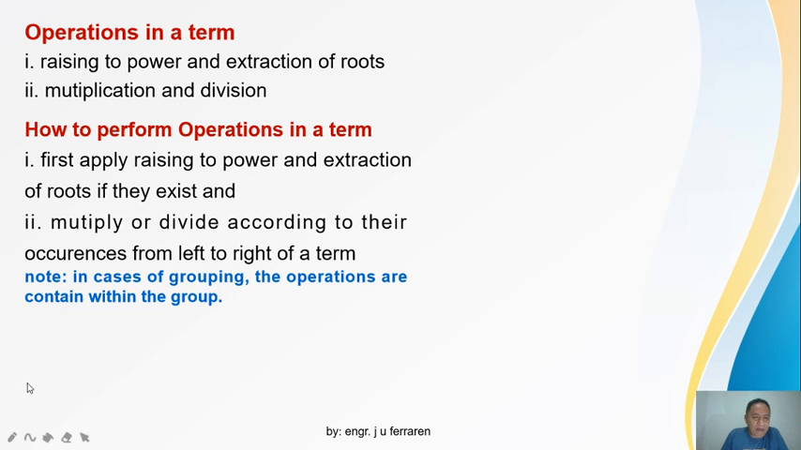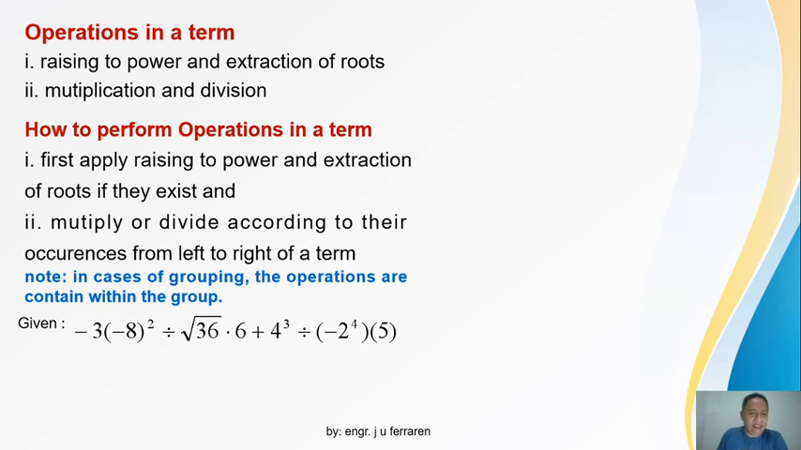Now, here is a specific example. We have operations involving constants, operated in a series of operations. So we have minus 3 times minus 8 squared divided by the square root of 36 times 6, then plus 4 cubed divided by another expression, so minus 2 to the 4th power times 5.